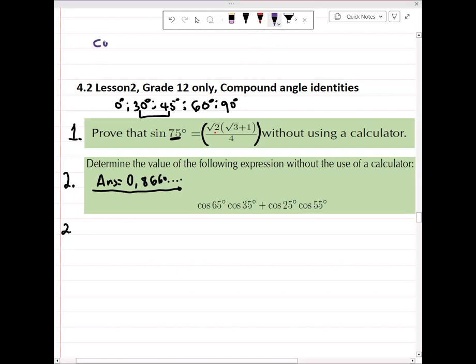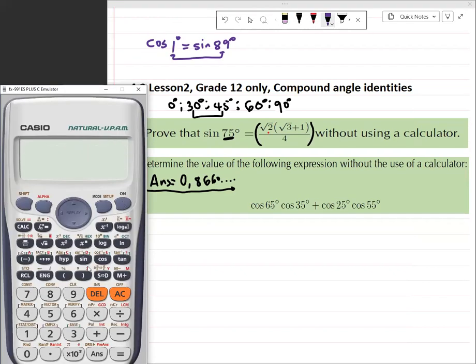Remember, if I have cos 1, right? Then I'm going to be having sine 89 this side. These two will be equal. As long as the angles add up to 90, sine and cos are the same. I can prove to you on a calculator, right? Let's say we had sine 5.